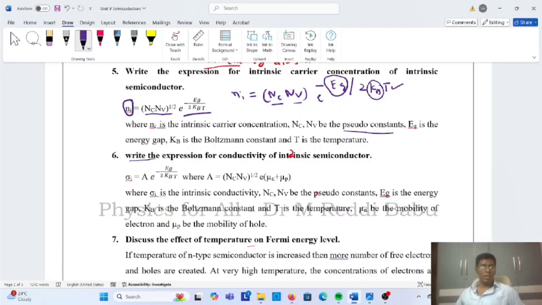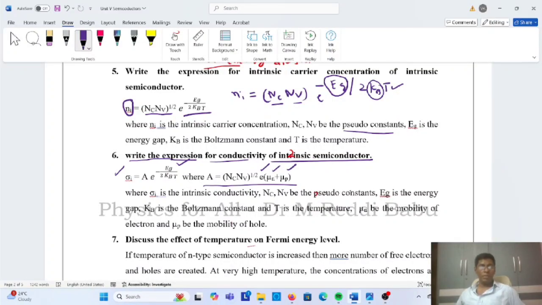Then another question is: write the expression for the conductivity of an intrinsic semiconductor. Conductivity is represented by the symbol sigma I, where I stands for intrinsic. Sigma I means conductivity of an intrinsic semiconductor. Sigma I is equal to A e power minus Eg divided by 2 kBT, where A is a constant, that is equal to (NcNv) whole power 1 by 2 into e into (mu n plus mu p).